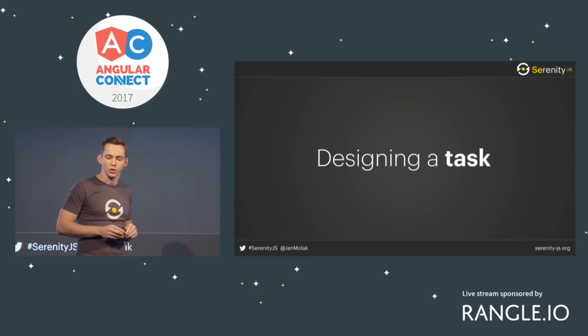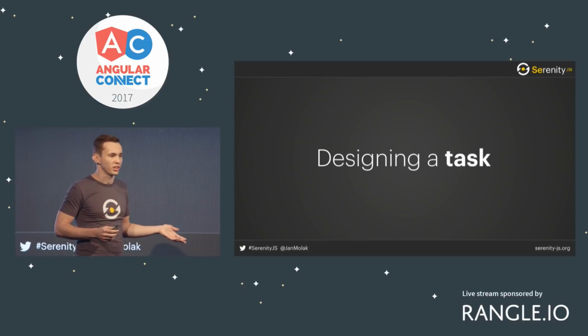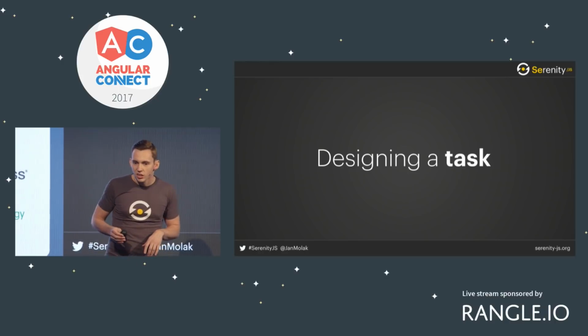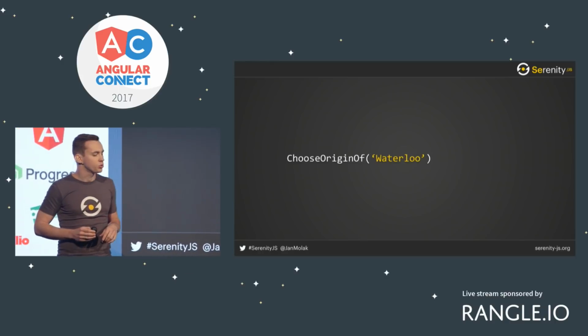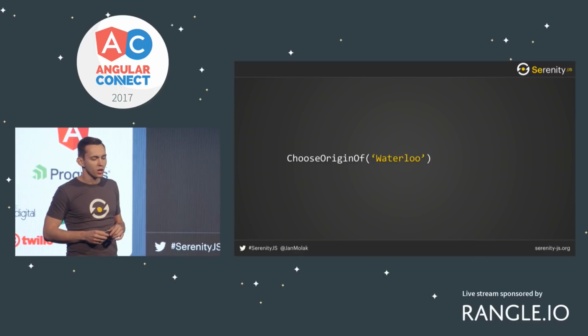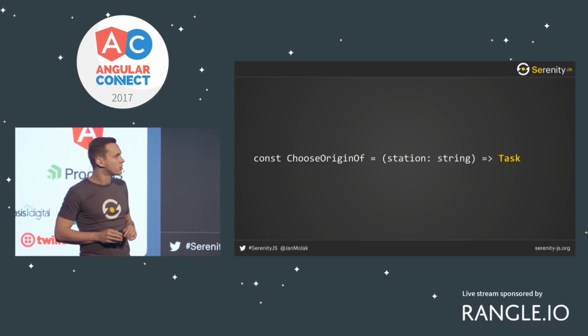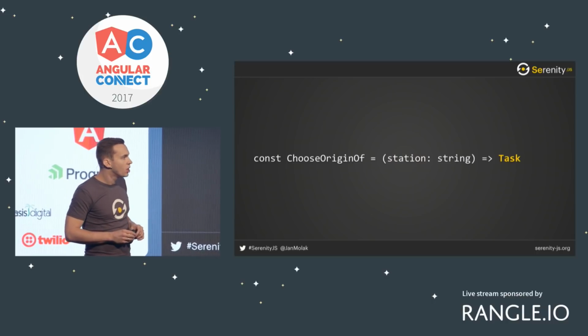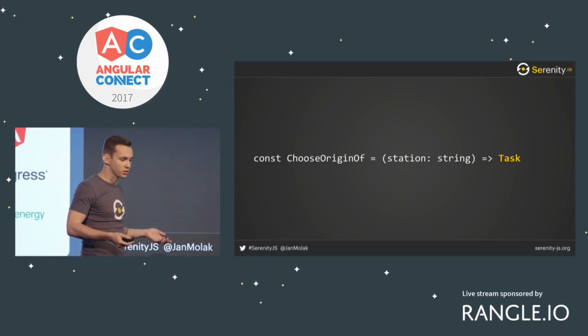So let's look into how we would design such a task, how we would implement it, how much work is actually involved here. Because I'm sure you're already well aware of how much work is involved in designing page objects. So let me show you an alternative. Let's take the task to choose origin of a given station as an example. So what is this thing? This is just a function. It takes the name of the station as a parameter and returns a task.